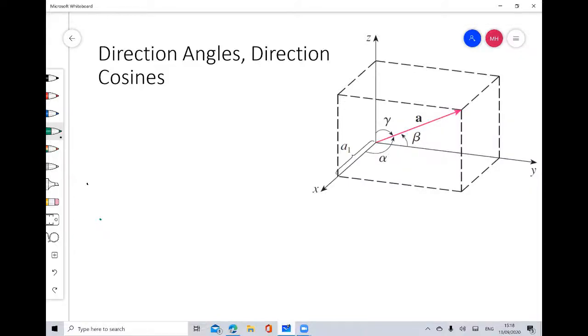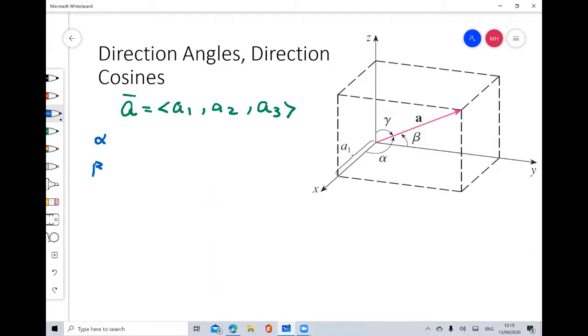Hi, let's define direction angles of a vector. If I'm starting with a vector A that has the components A1, A2, A3, and I want to define this vector in terms of its angles. When I say angles, I mean the angles seen in the figure, which are the angles alpha, beta, and gamma. Let's define each one of these angles.